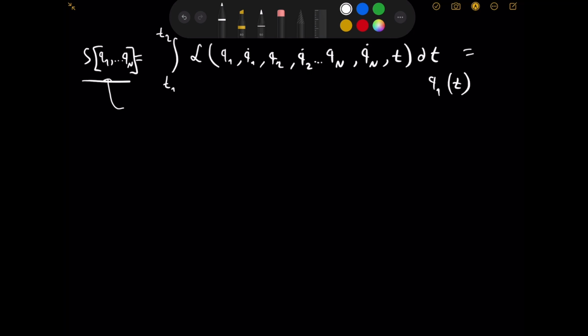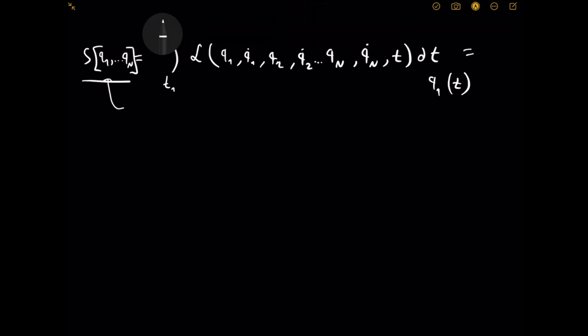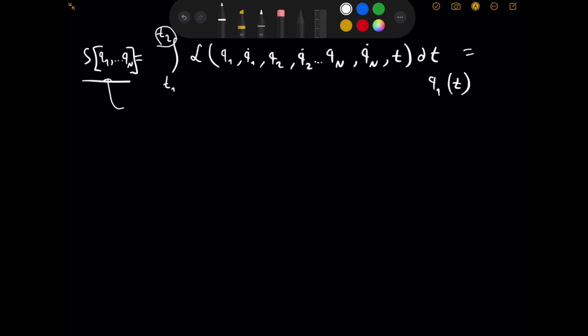because we've defined the t2 and t1. This is a definite integral, but if you don't include the upper and lower bounds, then you could get a function. But for our case, we're inputting a function and outputting a number. But anyways, I don't want to make it more complicated than it needs to be. S, the action functional.